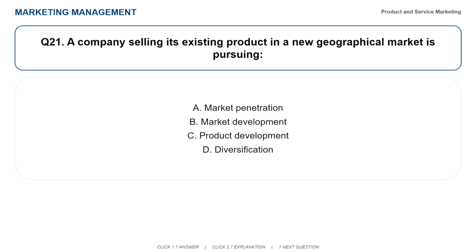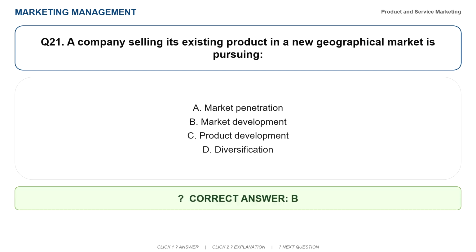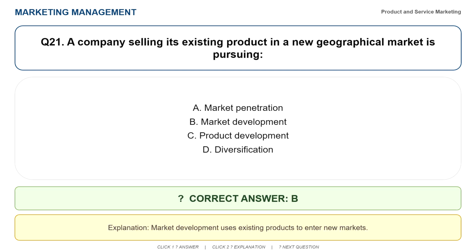Question 21. A company selling its existing product in a new geographical market is pursuing: Option A, market penetration. Option B, market development. Option C, product development. Option D, diversification. The correct answer is B. Explanation. Market development uses existing products to enter new markets.